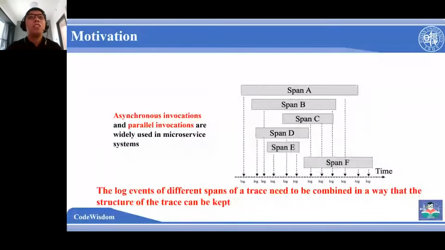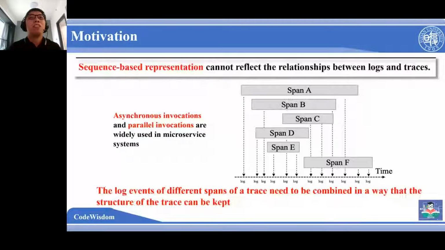On the other hand, sequence-based representation cannot reflect the relationships between logs and traces. This is because asynchronous invocation and parallel invocation are widely used in microservice systems. As shown in the figure, we can see that the sequence-based representation cannot reflect the crucial relationship between parent and children spans, and the temporal relationship between log events of the same spans. So the log events of different spans of a trace need to be combined in a way that the structure of the trace can be kept.